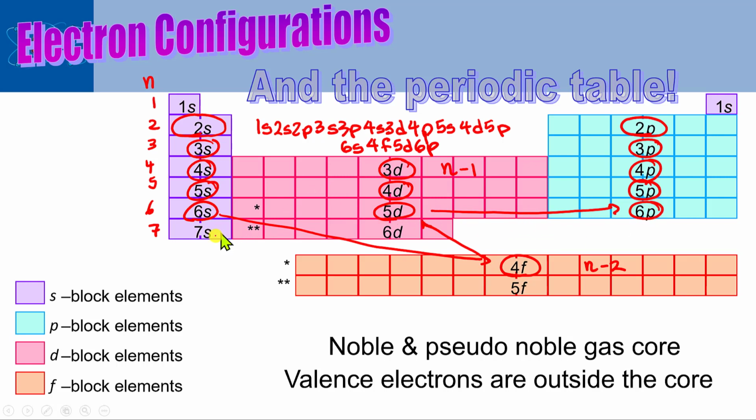And then I have 7s after that. So I have 7s, and then 5f, 6d, and then 7p. These would be the 7p orbitals that are down here. Like I said, this is a little bit old.